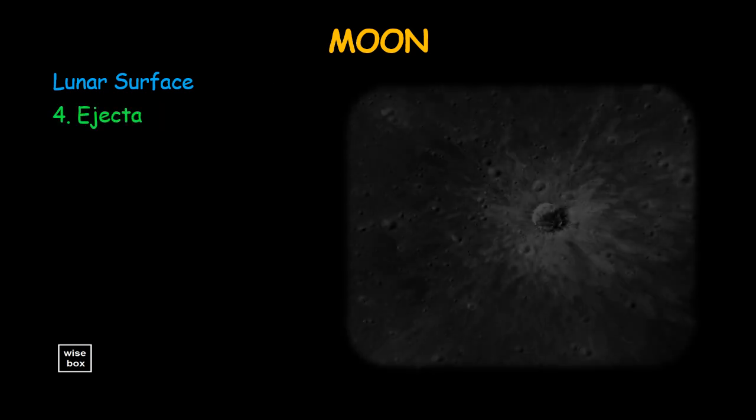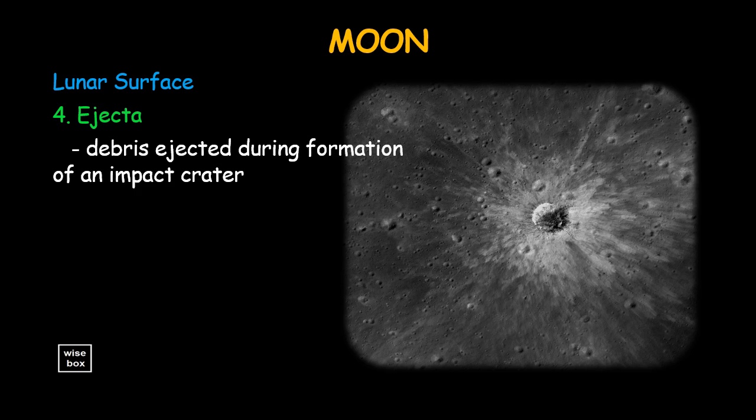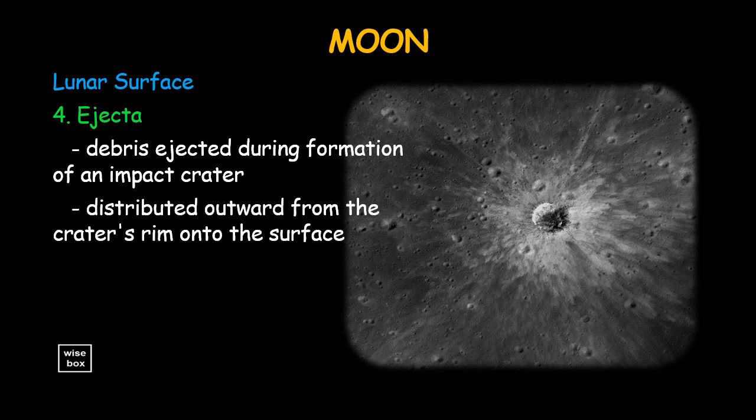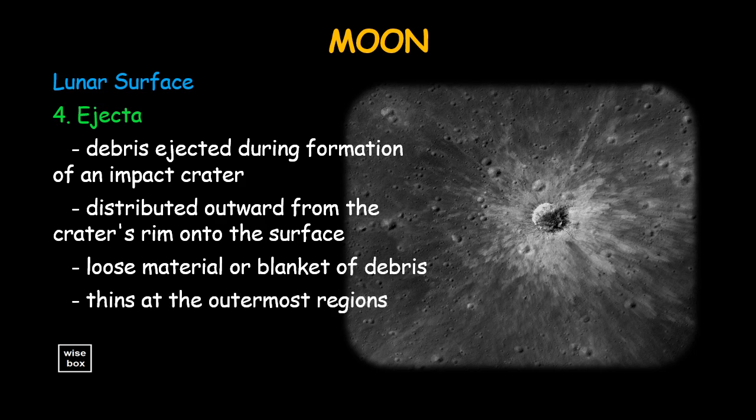Lunar ejecta includes debris ejected during the formation of an impact crater. When an object massive enough hits another object with enough force, it creates a shock wave that spreads out from the impact. The object breaks and excavates the ground and rock, at the same time spraying material known as impact ejecta. This ejecta is distributed outward from the crater's rim onto the surface as debris. It can be loose material, or a blanket of debris, which thins at the outermost regions.